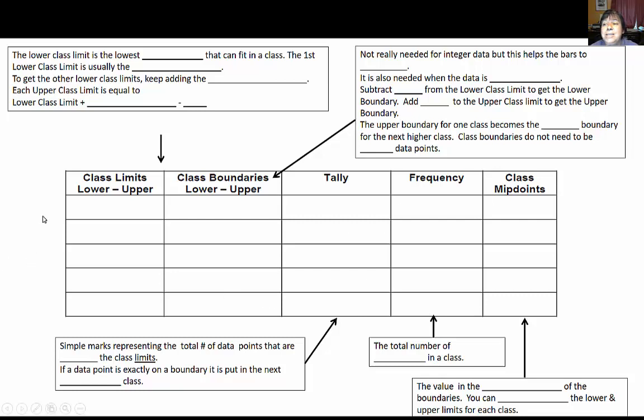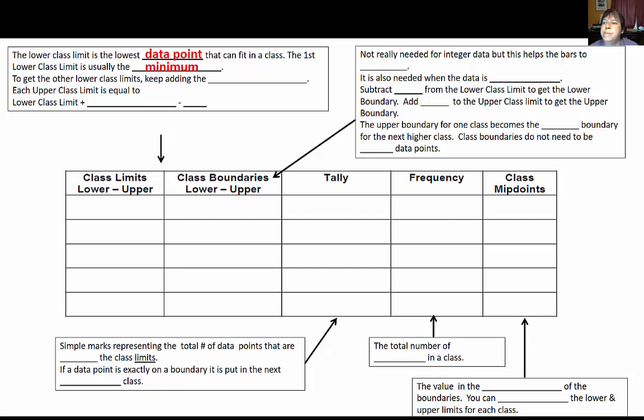The lower class limit is the lowest data point. So here we're going to have a range of data that's going to go in this group. So this is my first class width or bar. This is my second bar. This is my third bar, my fourth bar, and my fifth bar. Okay. So the lower class limit is usually the minimum, unless your bars are a little wide and you're like, oh, I want to make it look really pretty.